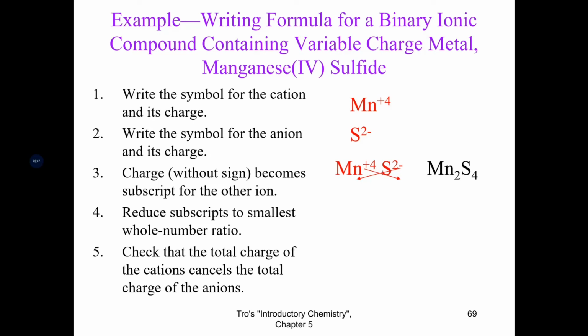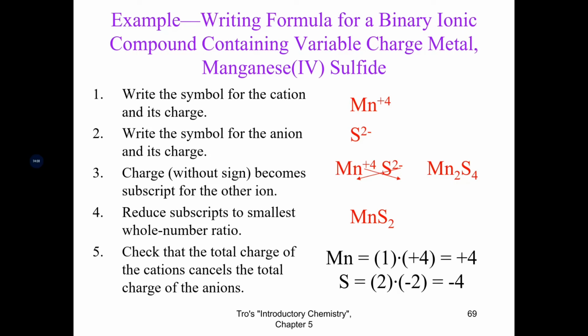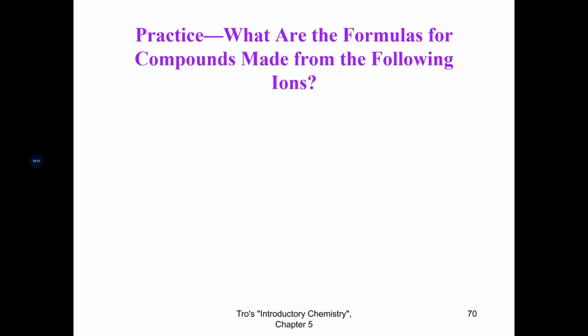And I told you, if you recall, guys, that we need to always write ionic formulas in the lowest possible ratio. So I'm going to divide this by 2, and the formula will be MnS2. We're going to check the charges. Mn is plus 4, and sulfur, I have 2 of them, and each is negative 2. That's negative 4. That formula works.